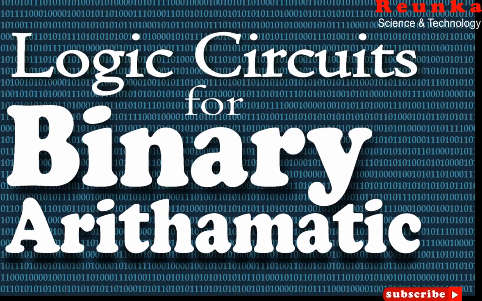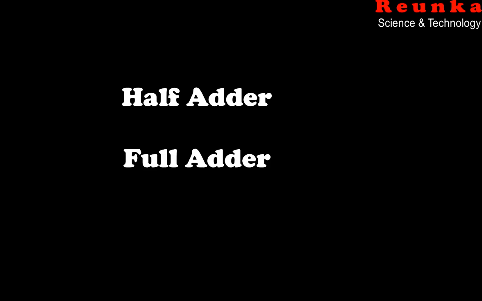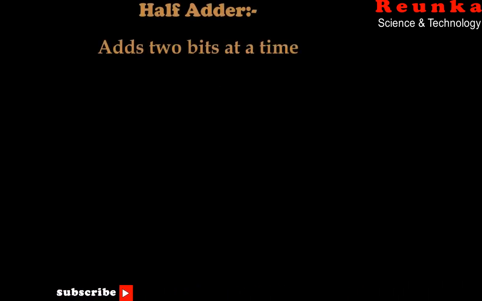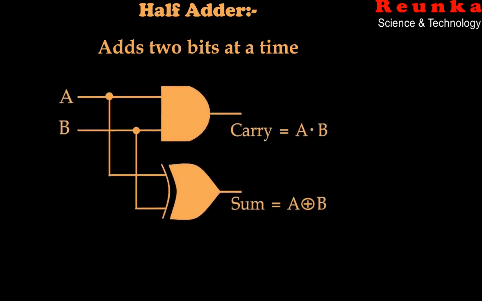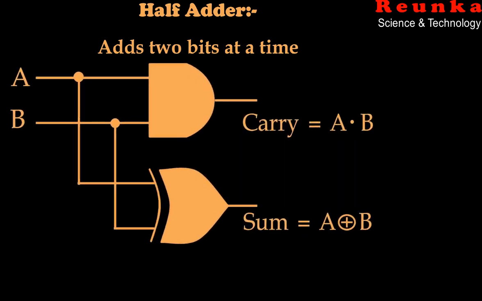So for this we need some circuit, and in our syllabus scope we have to perform only addition and subtraction. So that is why we are going to discuss addition and subtraction only here. For the addition of binary numbers we require some circuits, and those circuits are half adder and full adder. First of all, we will discuss the half adder. This is an electronic circuit which is used to add 2 bits at a time. So this addition is called half addition.